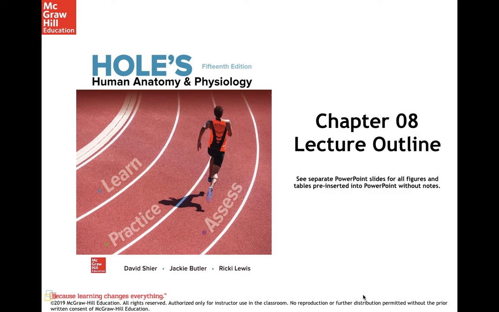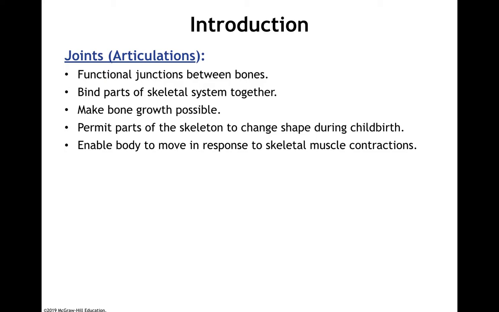which deals with joints, or more correctly, articulations. So, joints or articulations are the places that are junctions between two bones. We often think of them as movable, but they are not in all cases. Their function is to bind parts of the skeletal system together.